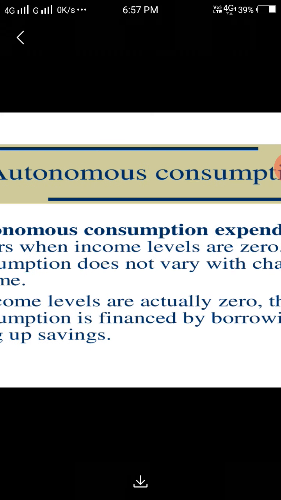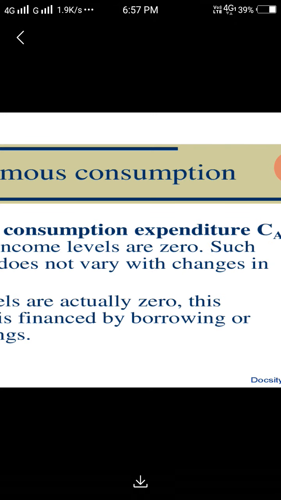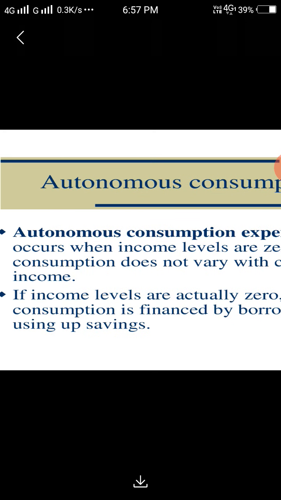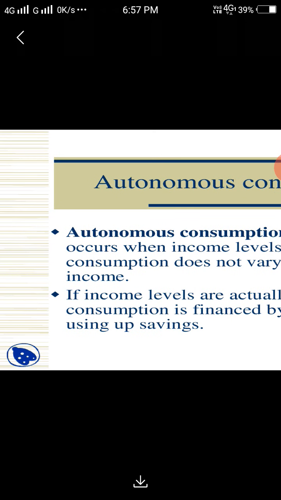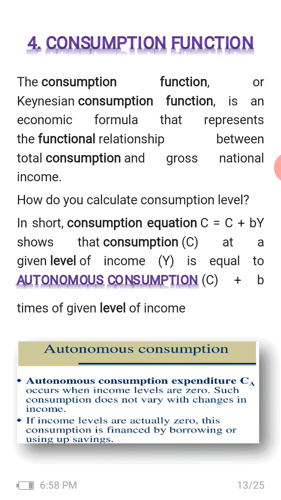If the income level is actually 0, this consumption is financed by borrowing or using up our savings. Suppose we have savings in the bank of 100 rupees, and the consumption is 20 rupees, then minus 20 rupees we withdraw from the bank, so that is debited. So we understand the consumption function, got it?